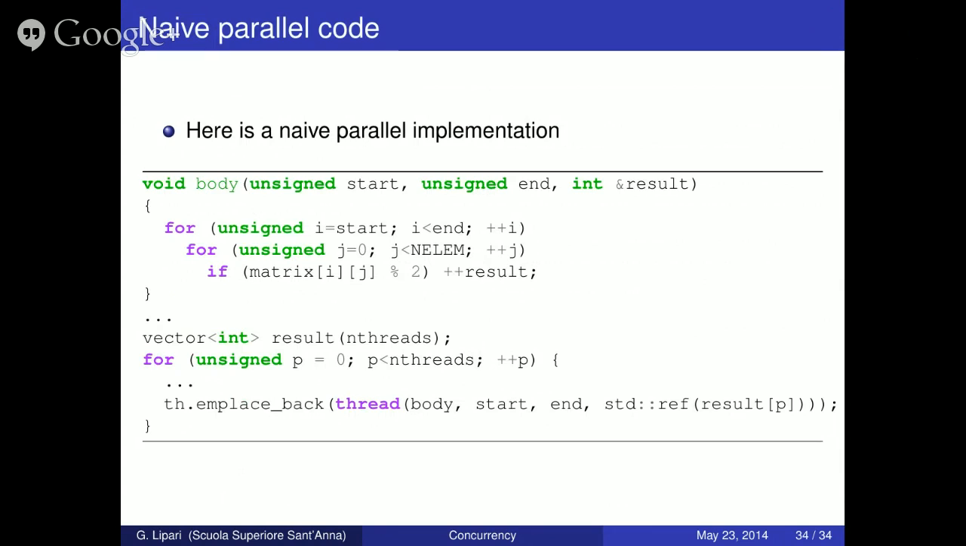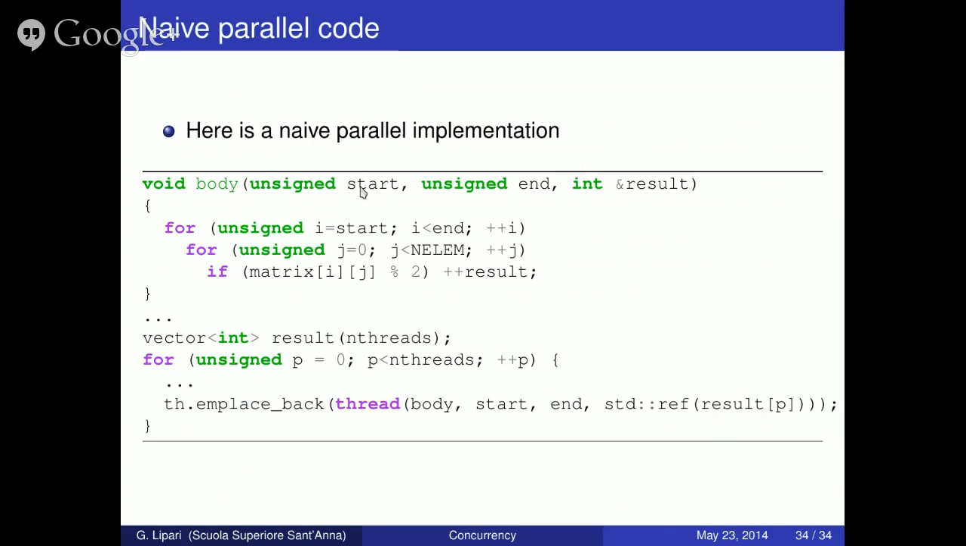There is no synchronization, because we just start the thread, and the thread does all the computation and terminates. So no mutex, no condition variables, nothing. Every thread is going to work on its own data. So we prepare a vector of results equal to the number of threads. And then we create the threads by passing the body of the function to execute, start and end, as usual computed in some way, and a reference to the position in the result where the result should go.